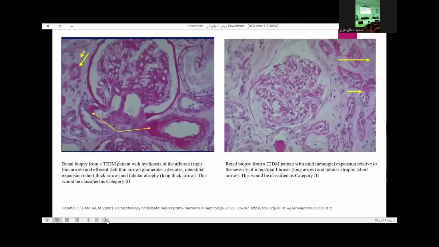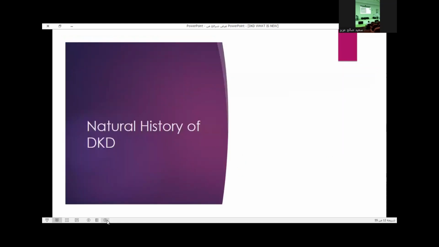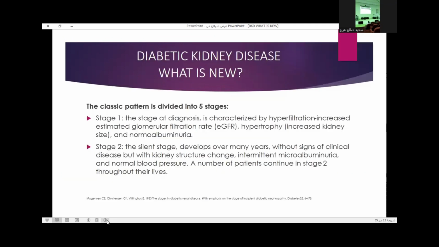And here we can see different pictures of the pathological types in type 2 diabetes. So what is the natural history of diabetic kidney disease? Usually it's divided into 5 stages. Stage 1 is when the patient, especially with type 2 diabetes, has hyperfiltration. Usually they have a very high GFR, like 95, and some patients even reach up to 110. This population usually has no albuminuria and their blood pressure is normal.